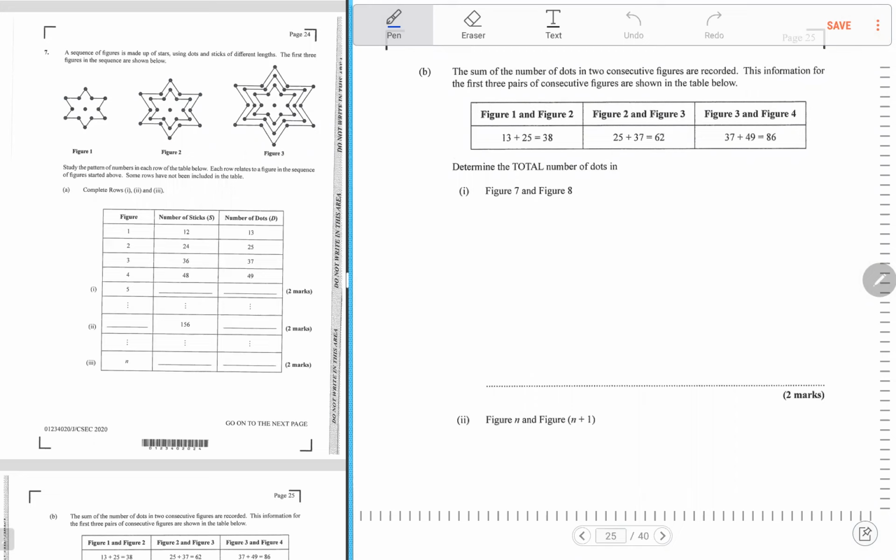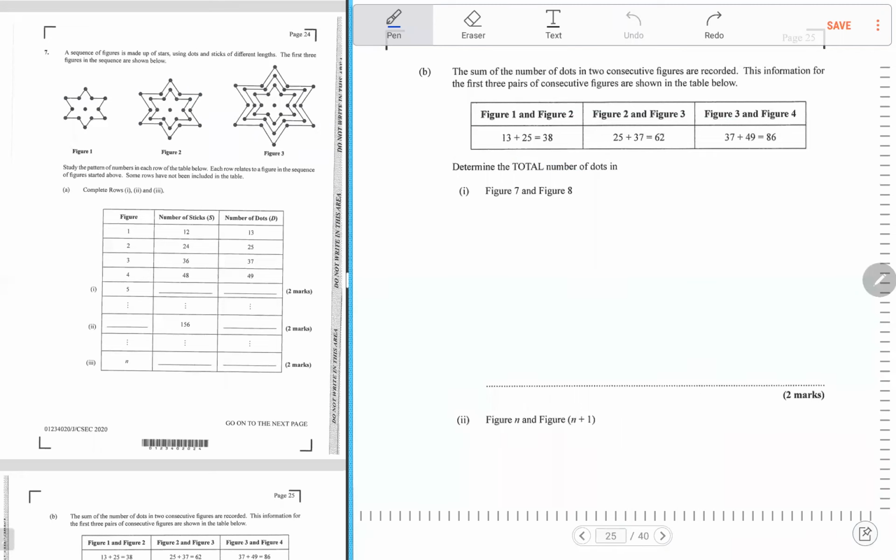the sum of the number of dots in two consecutive figures are recorded, and we can see that in the table. The sum of two consecutive figures are recorded, and these are the dots. It says this information for the first three pairs of consecutive figures is shown in the table below. So it's figure 1 and figure 2.